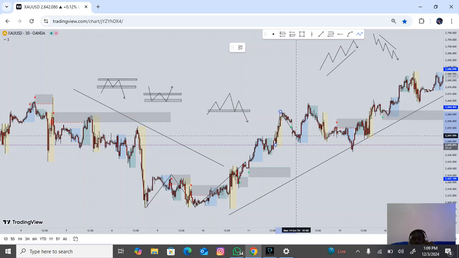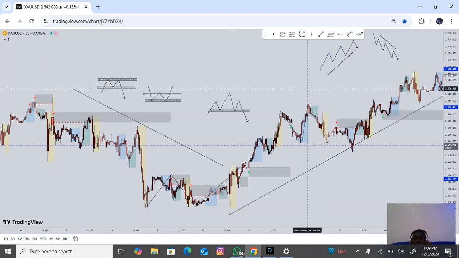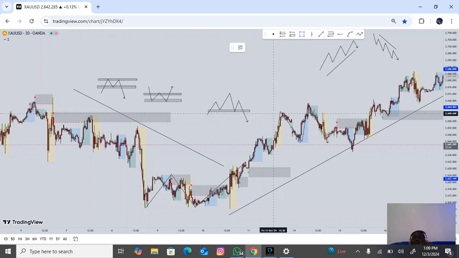This is a top, but it's not perfect, right? This is also an M pattern. Why I say it's not perfect is because the first leg is lower than the second leg. That's why it's imperfect, but it's still a double top.